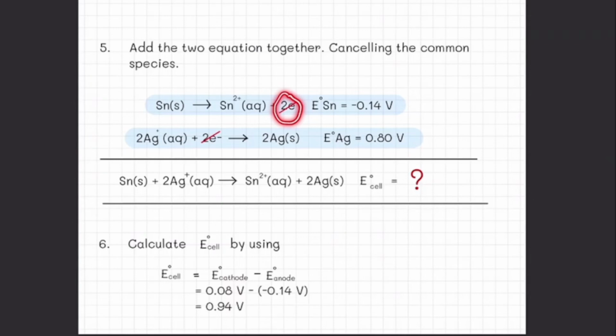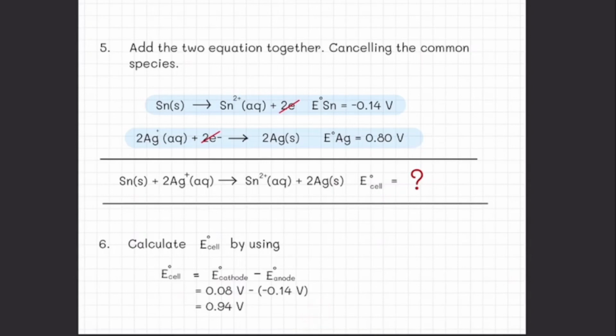Since we have 2 electrons on both sides, we can cancel them out. So we have here tin plus 2 silver ion producing tin ion aqueous plus 2 silver solid. And what is the E naught cell? For this cell, we can calculate it by using the normal equation. E naught cell equals E naught cathode minus E naught anode. So 0.8 minus negative 0.14, then we get 0.94 volts.